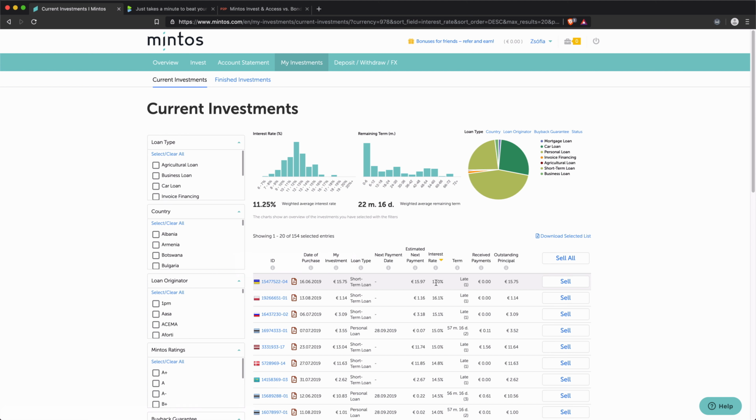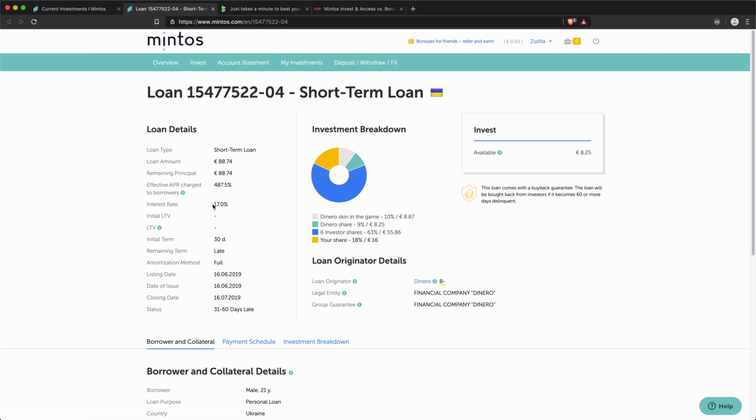So here, for example, you see a loan by Dinero with an interest rate of 17%, which is late right now. First you're probably thinking, oh great, an interest rate of 17% per year. But sadly, this is a short-term loan with an initial term of up to 30 days. I think in this case, it was even just 20 days when we bought it, and it should have been paid back on the 16th of July already. Today is the 12th of September, so we're almost 60 days late already.